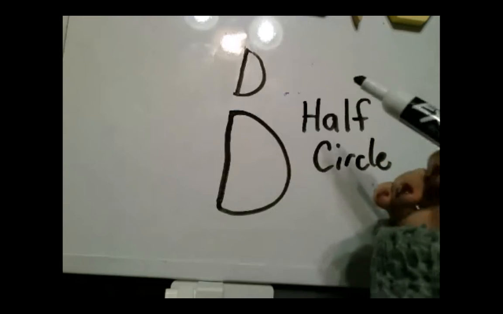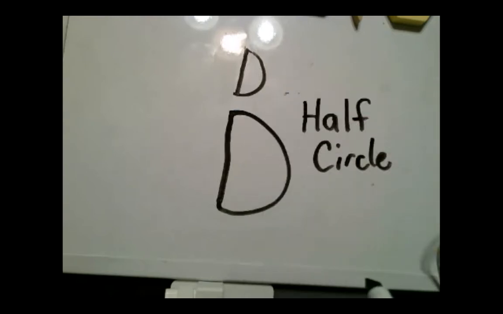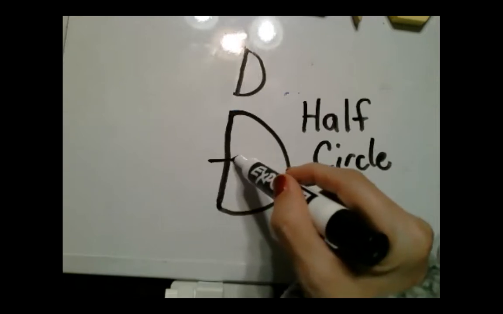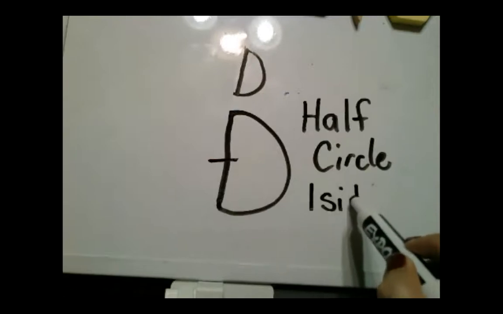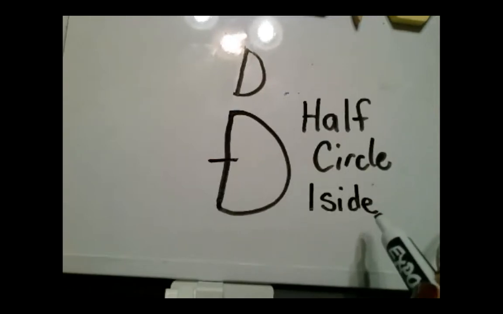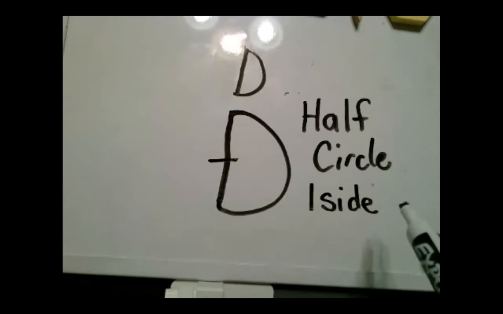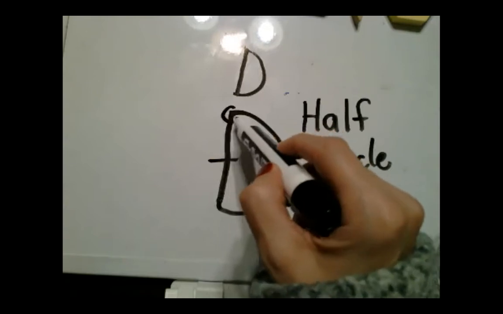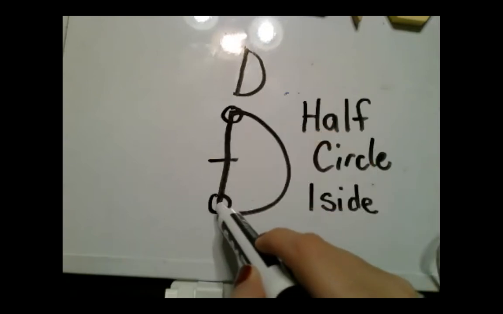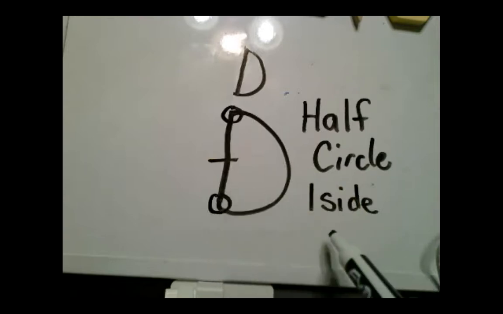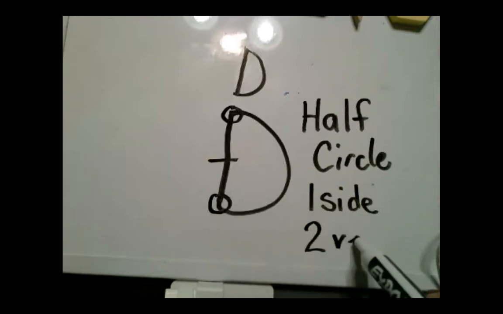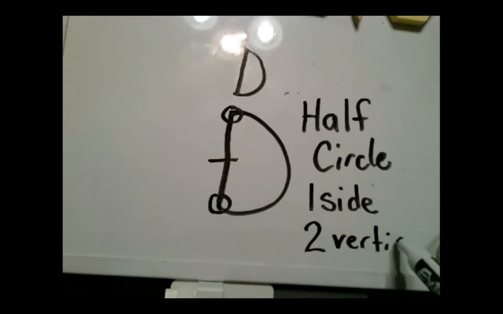If I look at the half circle, does it have any straight sides? Yes, it has one straight side. What about vertices? Does it have any vertices? That's right. It has two, because that's where the curved line and the straight line meet. So a half circle has two vertices and one side.